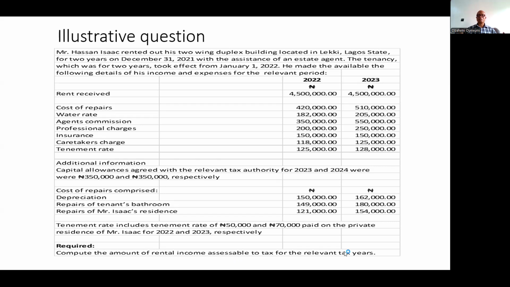Now, we've spoken about the basis of assessment earlier on. I would say that first and foremost, you must know the basis period. I must know the year of assessment. Now, we said that it should be on preceding year basis. So that means that for 2022, this will come into 2023 as the 2023 year of assessment, and then this will be 2024 year of assessment, because we're talking about preceding year basis.